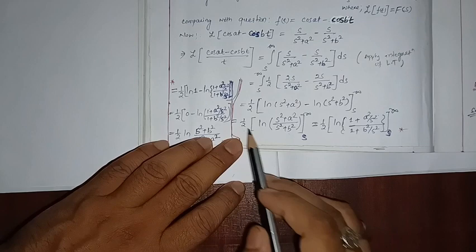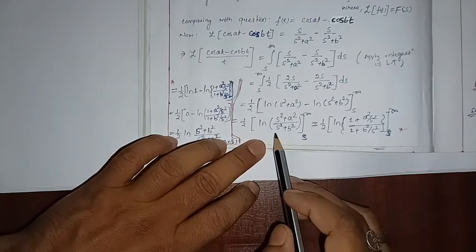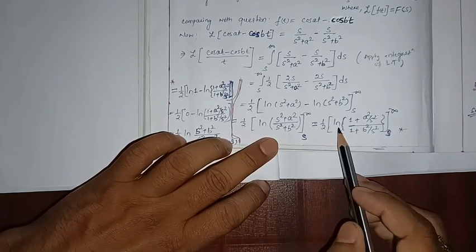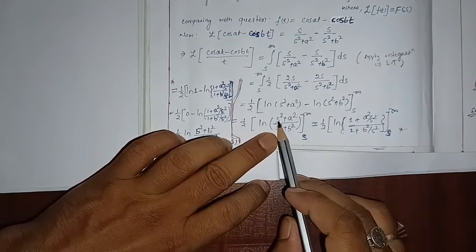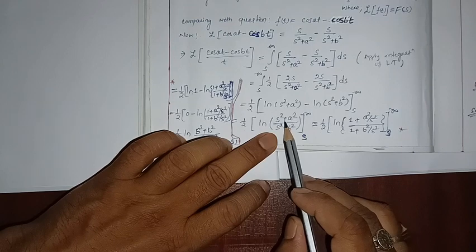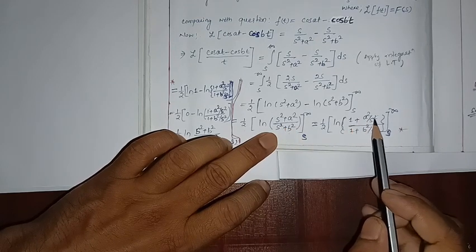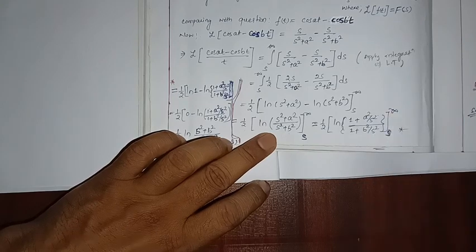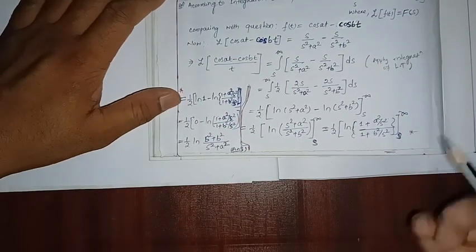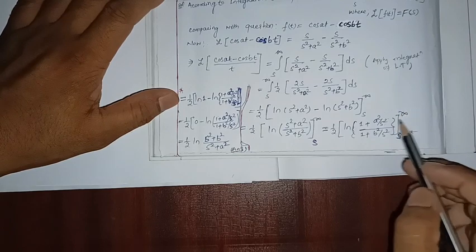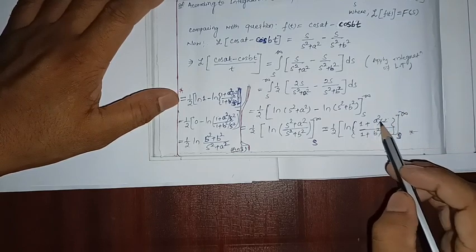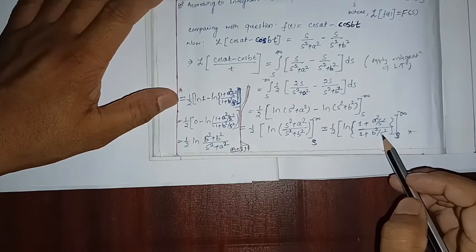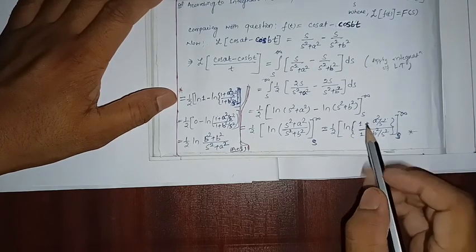So this equals 1 by 2 ln of (s square plus a square) by (s square plus b square), s to infinity. This can be written by dividing each term by s square: 1 by 2 ln of (1 plus a square by s square) by (1 plus b square by s square), s to infinity. Now we substitute the limits. If I put the first limit, a square by infinity is 0 and b square by infinity is 0, and we get ln 1.